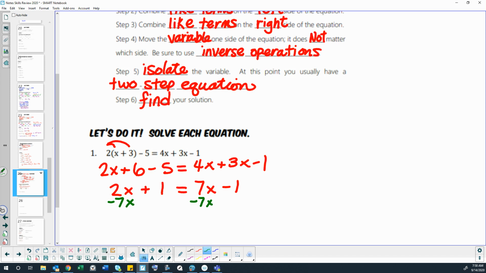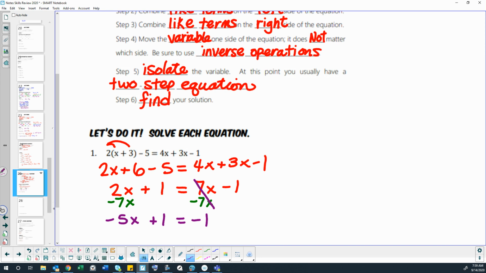So notice how I'm doing the inverse operation. The opposite of 7x is negative 7x, so I'm subtracting it. That's going to cause this to cancel out. And then we have 2x minus 7x. What is 2x minus 7x? Negative 5x, right? 2 is positive, but 7 we're subtracting, so it takes it into the negative numbers. All right, we still have a plus 1. And on this side, even though we got rid of that 7x, we still have a negative 1.